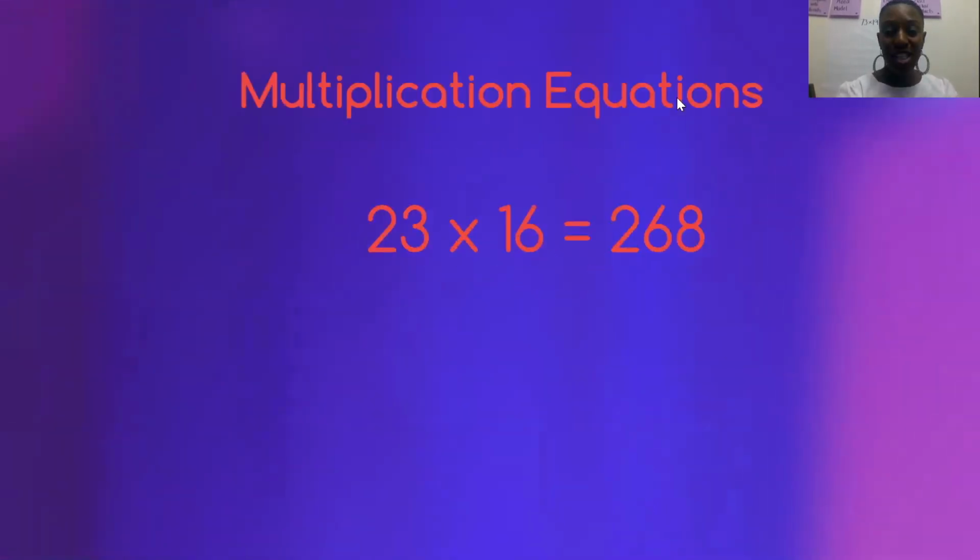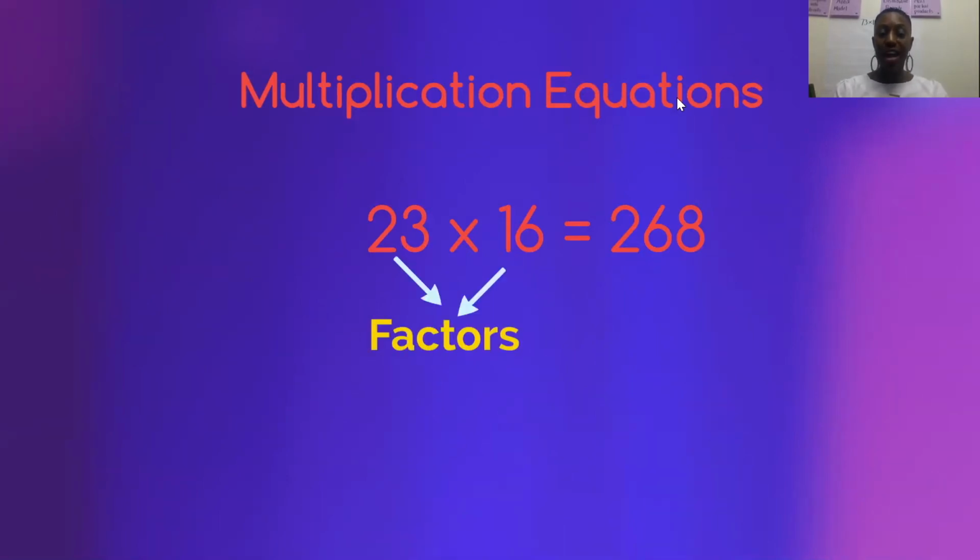I'm not going to tell you, but I would love to see if you can remind me when we talk about multiplication equations, whether we are multiplying 2-digit by 1-digit numbers, 2-digit by 2-digit numbers, or 3-digit by 1-digit numbers, the numbers that we multiply have a specific name. What is that name? Yes, 23 and 16 both represent our factors. Give yourselves 2 claps. Nice.